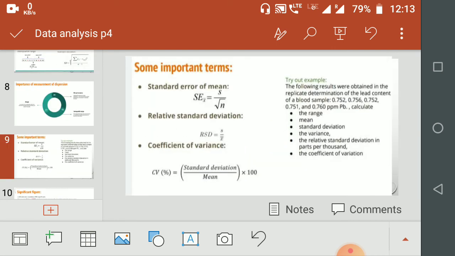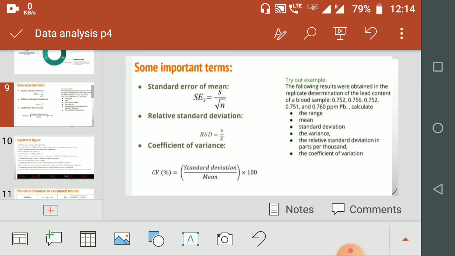Then some important terms. Standard error of the mean, SE equals S divided by under root of n. Relative standard deviation is given by the formula RSD equals S divided by x bar. Coefficient of variation is given by CV percentage equals standard deviation divided by mean into 100. And this is an example.